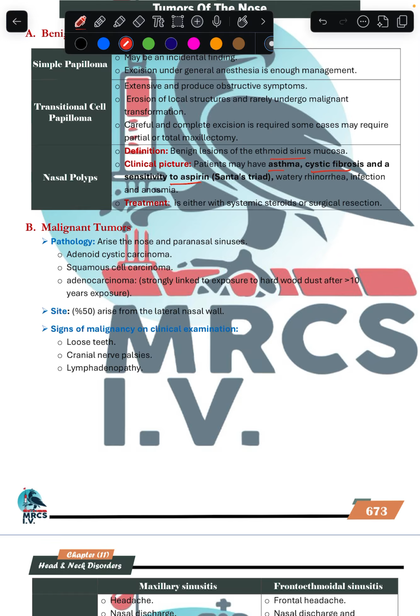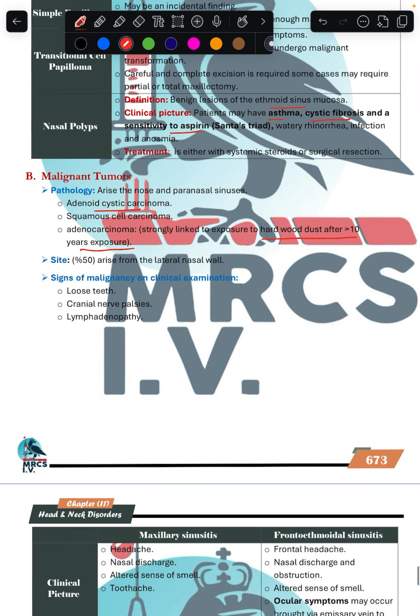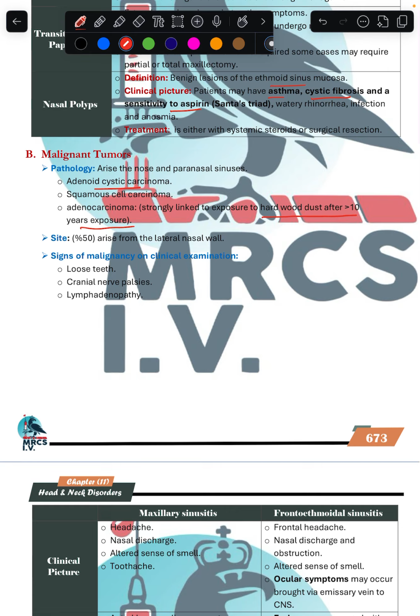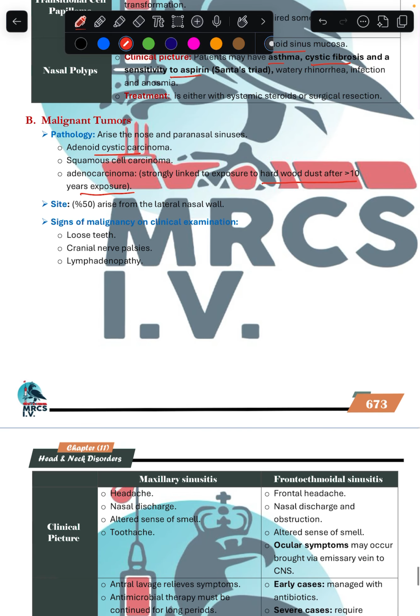Malignant tumors arise in the nose and paranasal sinuses. Adenoid cystic carcinoma is one malignancy of this region. Squamous cell carcinoma and adenocarcinoma are linked to exposure to hardwood, more than 10 years of exposure, so wood workers are most of the time exposed to this. 50% arise from the lateral nasal wall. Signs of malignancy on clinical examination: loose tooth, cranial nerve palsy, lymphadenopathy.